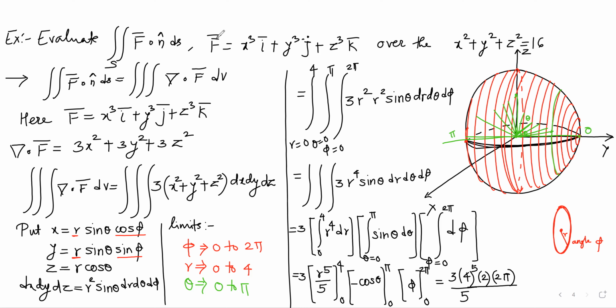So that way you can find it out. Okay, so this way you can solve the question. Whenever it is r bar, that becomes very easy to solve. But when you have different terms there, then you have to convert it in terms of spherical polar coordinates to get the answer.